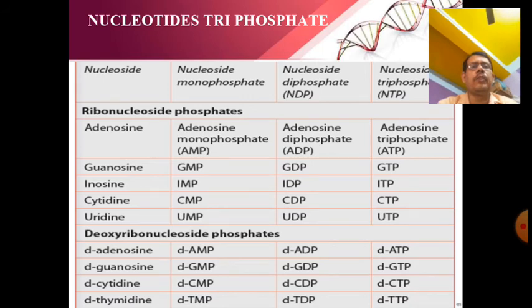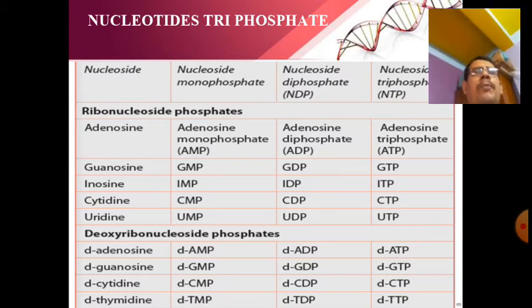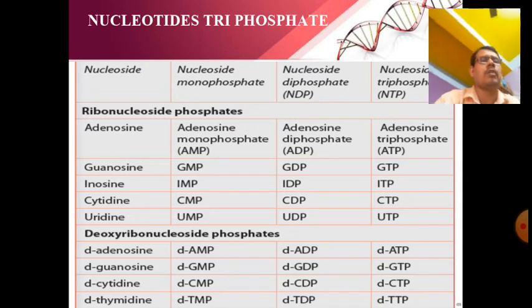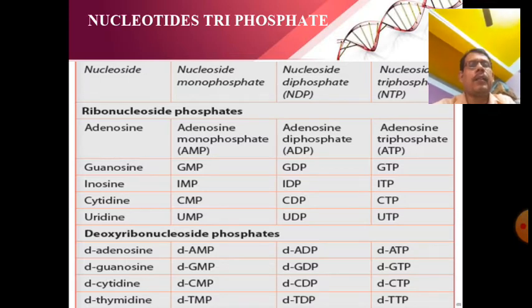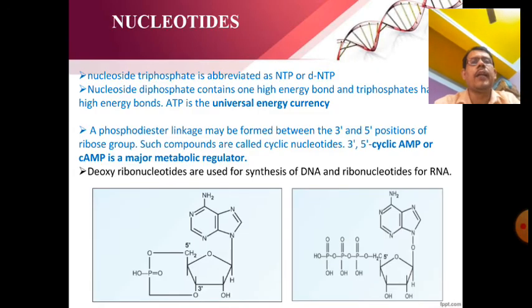How is nucleotide triphosphate formed? Suppose adenosine monophosphate, then another phosphate gives adenosine diphosphate, ADP, and a third phosphate gives adenosine triphosphate. Actually, adenosine with one phosphate is adenosine monophosphate, with two phosphates adenosine diphosphate, and with three phosphates adenosine triphosphate. Just like that in the case of ribonucleosides: adenosine, AMP, ADP, ATP; GMP, GDP, GTP; IMP, IDP, ITP; CMP, CDP, CTP; UMP, UDP and UTP. In the case of deoxyribonucleotides, it is the same: deoxyadenosine plus one phosphate is dAMP, two phosphates dADP, and three phosphates dATP, just like all the others.